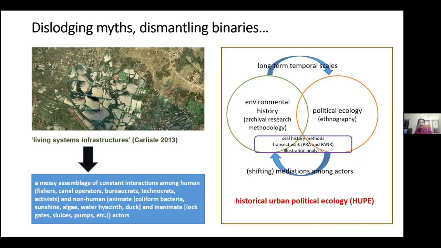So this is the final argument that I converged and cross-fertilized these two fields of environmental history and political ecology and formulated my own methodological framework or conceptual tool of analysis called HUE, which is historical urban political ecology, where political ecology informs history and vice versa. I think I'll be in a position to shed more light on this as far as the next questions and the discussion rounds are concerned.